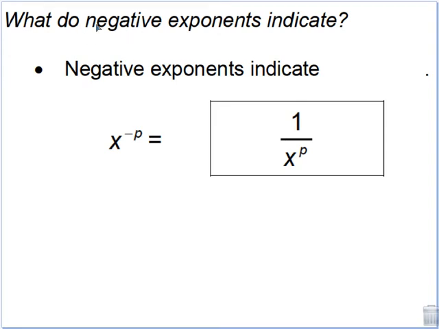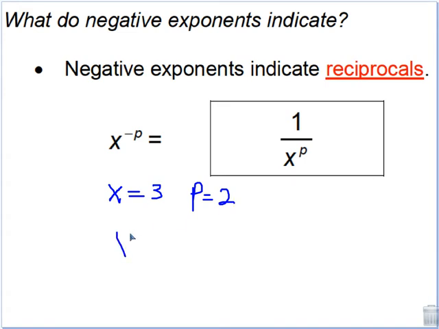All right. So what do negative exponents indicate? They actually, amazingly enough, indicate reciprocals. So if you had x raised to the negative 2 power, what you would actually have is 1 over x squared. And you can actually plug that into a calculator. Let me give you values for x and for p. So let's say x was equal to 3 and p was equal to 2.